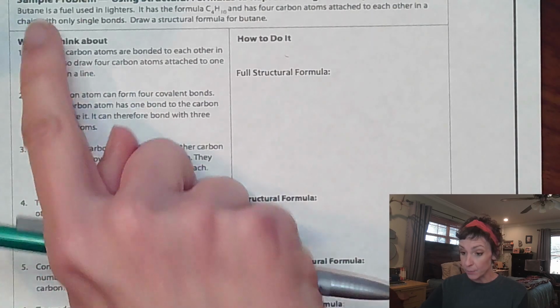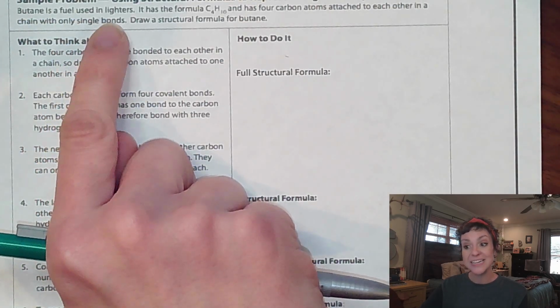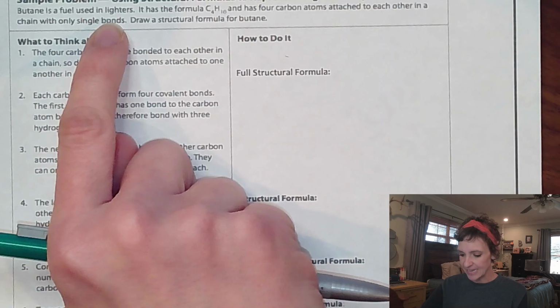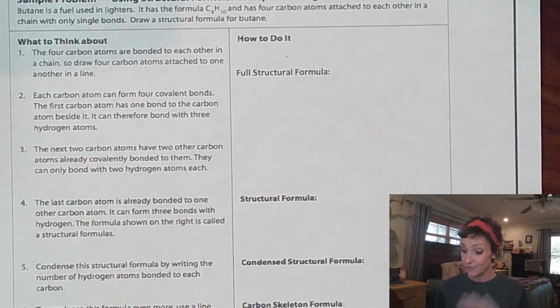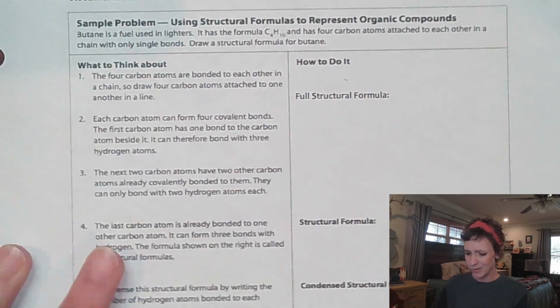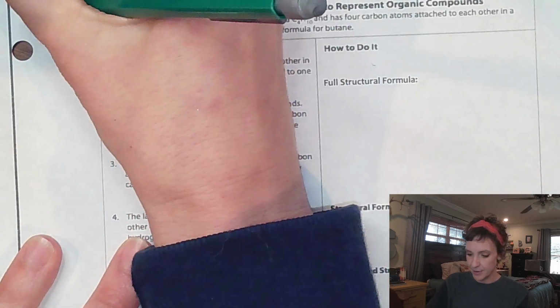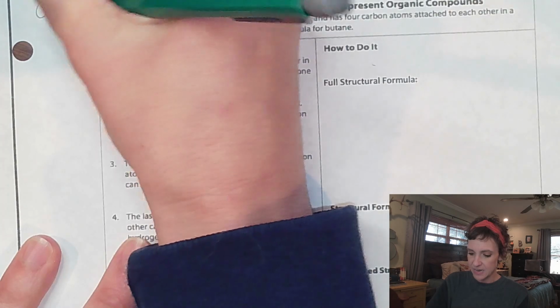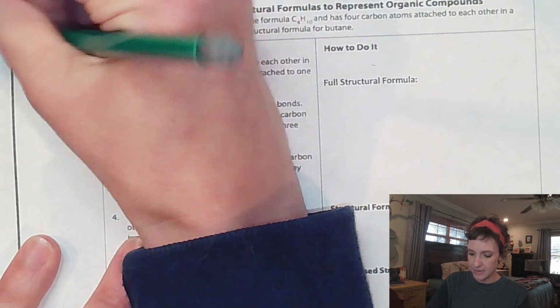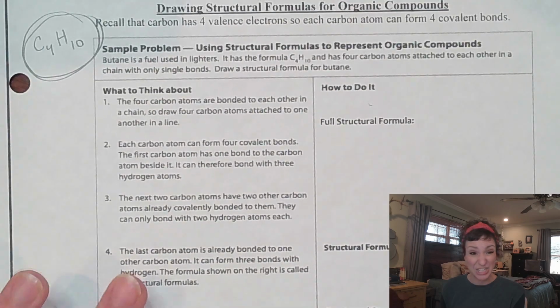It says butane is a fuel used in lighters. It has the formula C4H10, and it has 4 carbon atoms attached to each other in a chain with only single bonds. Draw a structural formula for butane. So what we're going to keep in mind here is we're going to draw some different types of structural formulas for butane. And I'm going to write this a little bit bigger off to the side. So the formula for butane is C4H10.